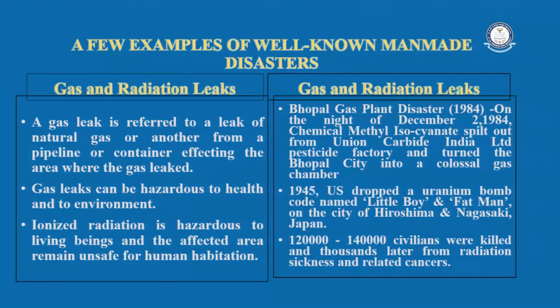Okay. The next disaster which we are going to discuss is gas and radiation leaks. Whenever I say gas and radiation leak, a gas leak is referred to as the leak of natural gas or another gas from a pipeline or container affecting the surrounding area where the gas leaked. These can be very hazardous to our health as well as the nearby surrounding environment. Ionizing radiation is hazardous to living beings and the affected area remains unsafe for human habitation.